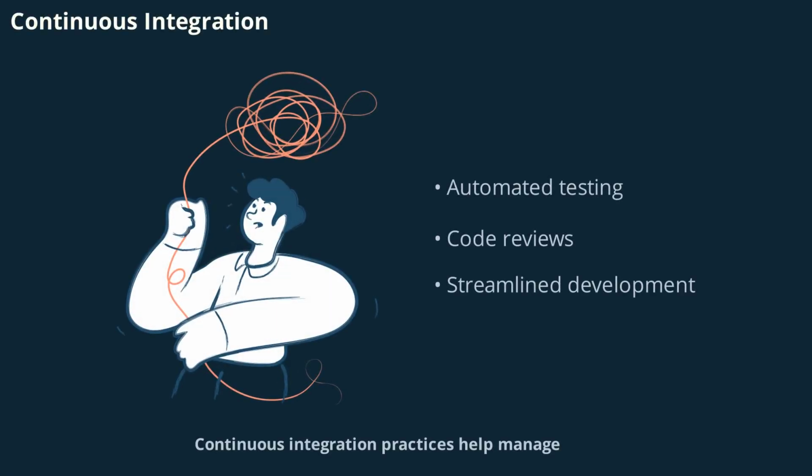Continuous integration practices help manage projects using both Kotlin and Java. Automated testing, code reviews, and build tools ensure quality and consistency. Adopting these practices streamlines development and reduces errors, making it easier to maintain complex applications.